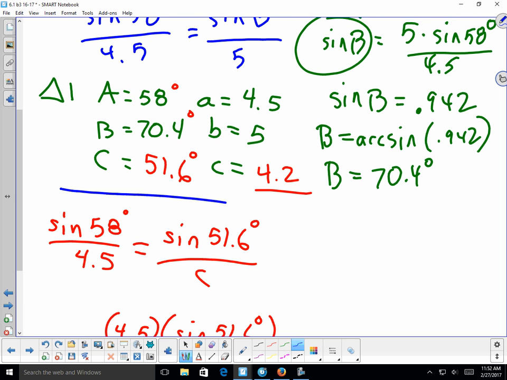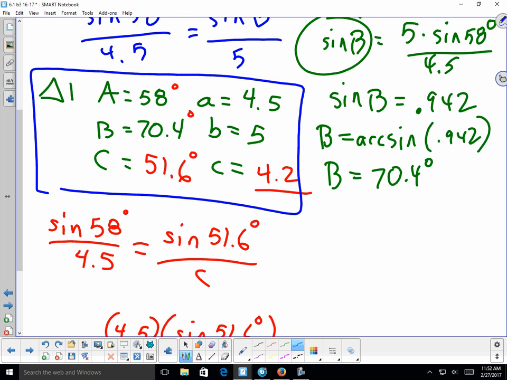Here we go. This is all triangle 1. But we said maybe it's possible to have triangle 2, question mark. Well, we only know if there's going to be a possible triangle 2 if we list what we know, which was that A was equal to 58, side A was 4.5, and side B we were told was 5. Is that correct? Yes.